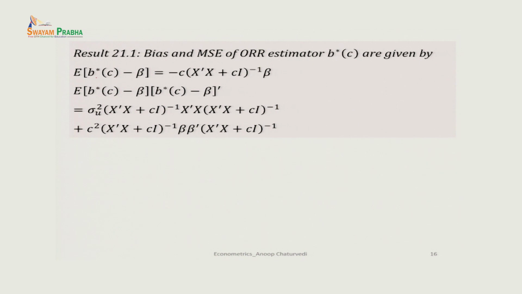Now, we obtain the bias and MSE of the ordinary ridge regression estimator B star C. The bias of B star C is expectation of B star C minus beta equal to minus C x transpose x plus C I inverse beta, and the MSE matrix of B star C is equal to sigma square u x transpose x plus C I inverse x transpose x x transpose x plus C I inverse, and then you have the second part C square x transpose x plus C I inverse beta beta transpose x transpose x plus C I inverse. So, now we prove these results.